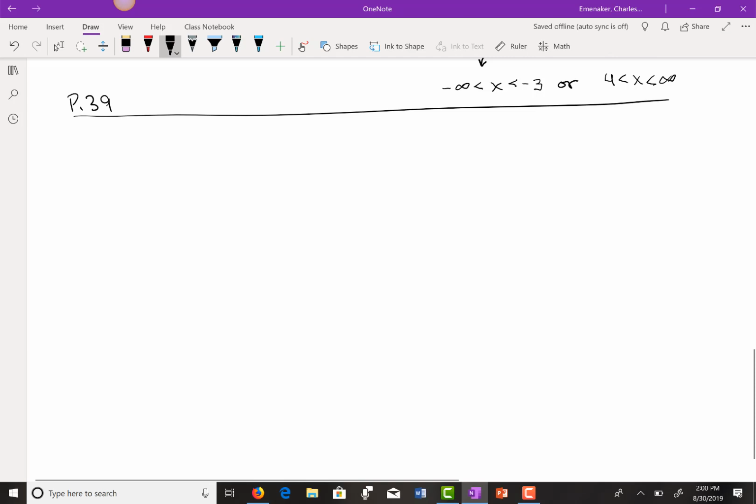So, if you want to look at things, we're up to about page 39. If you don't want to look at things, you don't have to worry about it till Wednesday when we finish section 1.3.